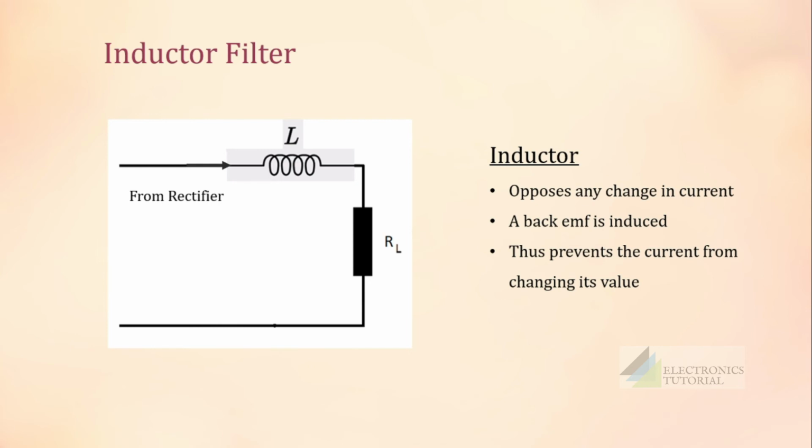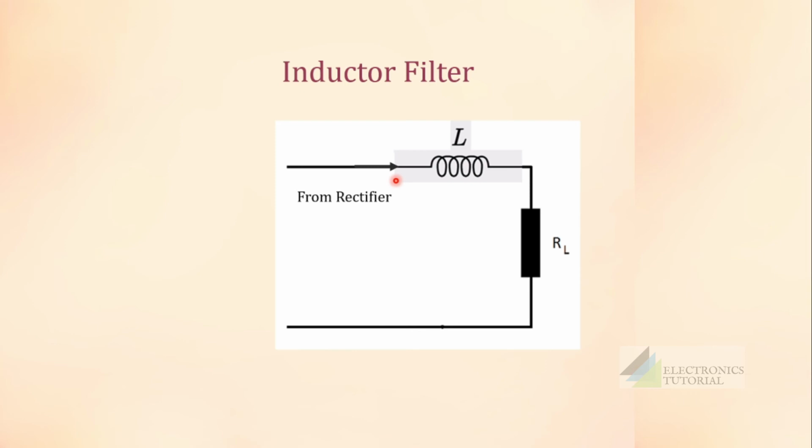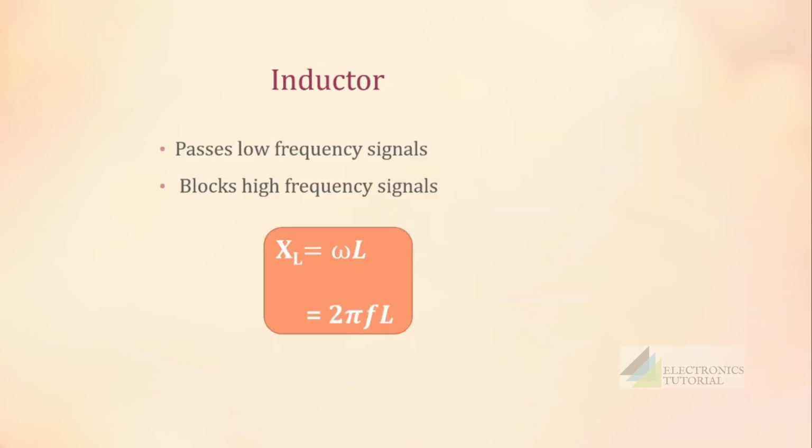Thus, all the sudden changes in current that occur in the circuit will be smoothened by placing an inductor in the circuit. Now, the question is, how are we going to connect an inductor? Are we going for a series connection or a parallel one? Let's discuss that with the help of the equation. Reactance of inductor XL will be equal to 2 pi FL. We'll consider what will happen if a DC signal is provided, that is, F is equal to 0. When F is equal to 0, the reactance offered will also be 0. That means it will smoothly pass all the low frequency signals or the DC signal.